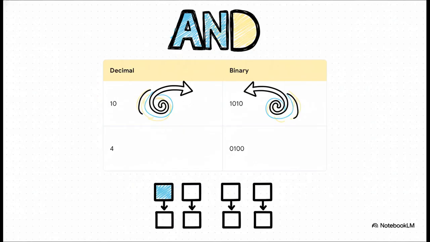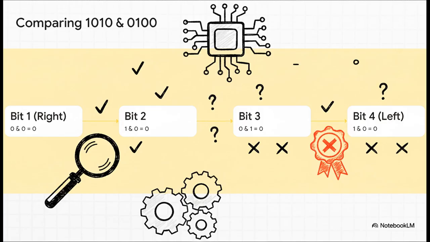So, let's see this thing in action. Let's say we want to compute 10 & 4. First thing, Python converts them to binary. So the number 10 becomes 1010, and the number 4 becomes 0100. Now we're ready to compare them. We just go column by column, from right to left, applying our perfectionist rule.